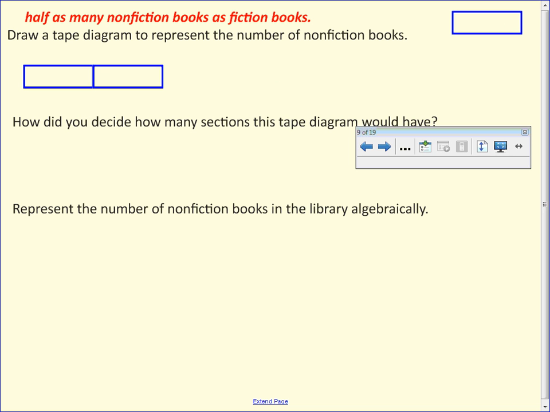So now let's skip down. What is the number of nonfiction books in the library algebraically? How can I represent this algebraically? How am I going to write that algebraically? 2R. Fabulous. Good job. So far, so good? Anybody want to know where a box came from, or a letter, or a number?